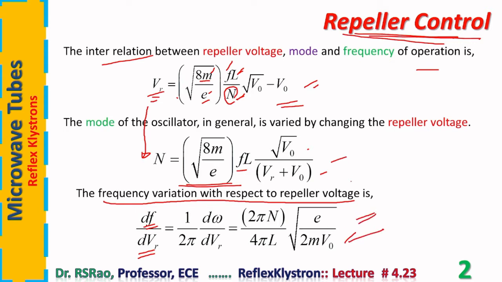These two equations have a lot of significance in the operation of the device. The first equation says by varying VR, V0 or both, one can operate the device in any mode we want. The second equation, dF by dVR, says by changing or varying the repeller voltage, we can change the frequency of operation of the device.